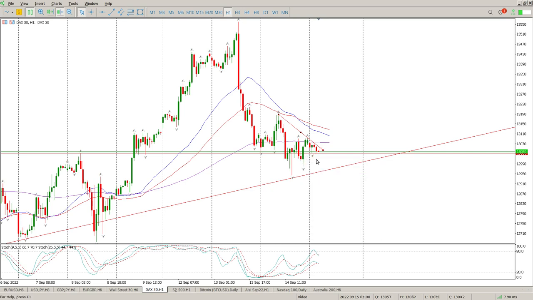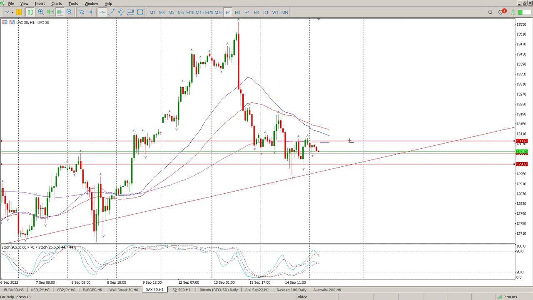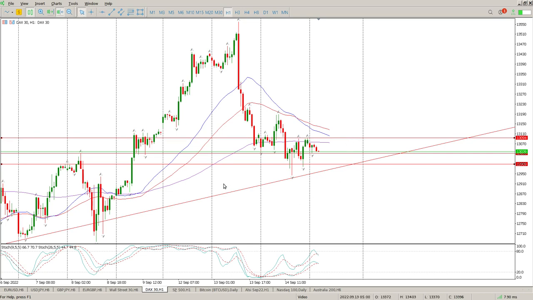So I just want to get rid of some of the noise here so I can show you what we are looking at today. You can see there's the cluster that we are picking up there. That's what we're buying off at the moment. That is a level to the downside, and the high of today is a level to the upside.